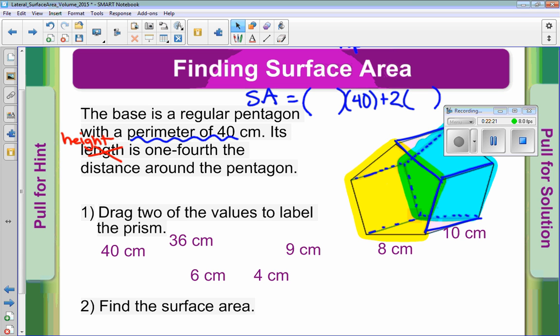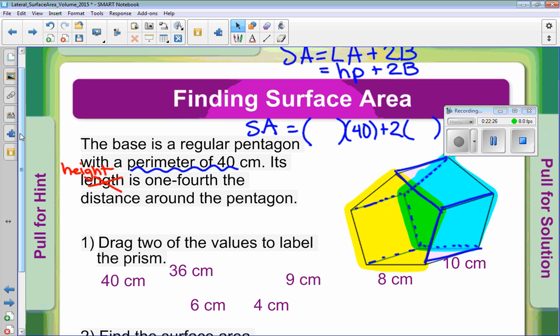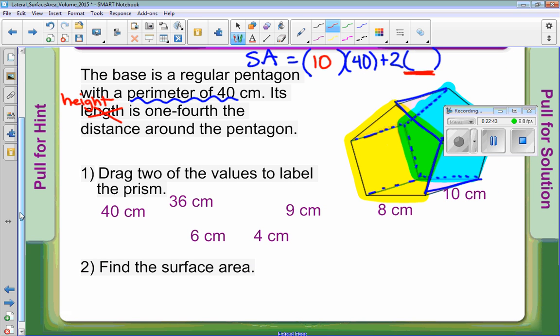So how does that help me find any of the 2 missing pieces that I need? Well, I need the height, don't I? So I need that 10, so we're going to put that 10 in there. I'm still missing this area of the base. So oftentimes we'll have to draw it separately. So let's do that. Let's draw a regular pentagon, and let's find its area. I know that one side is 8. That's all I know.